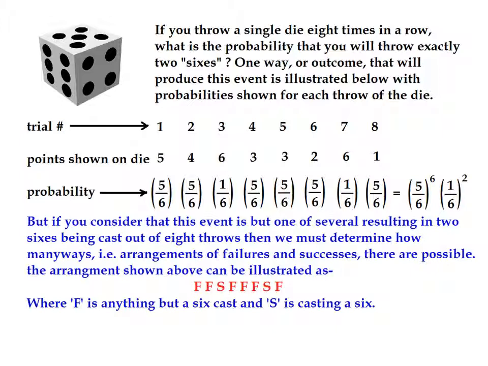So what we have to do now to complete this is to determine the total number of arrangements. For example, what we just calculated was the probability of throwing the 2 sixes on the third roll and on the 7th roll. All of the other rolls gave us failures. So what we're looking for is a way of calculating the total number of arrangements possible of 8 items.